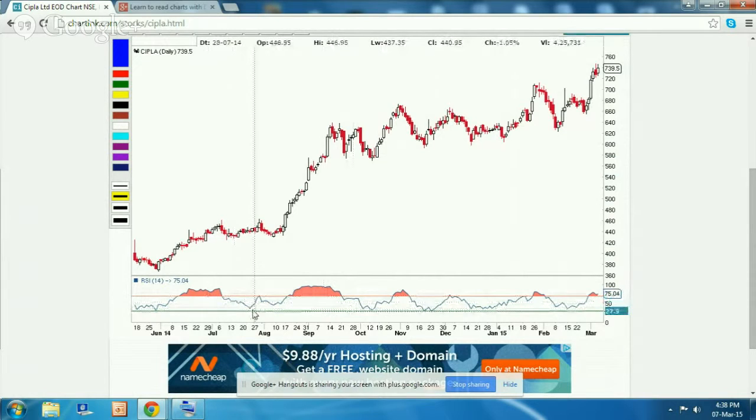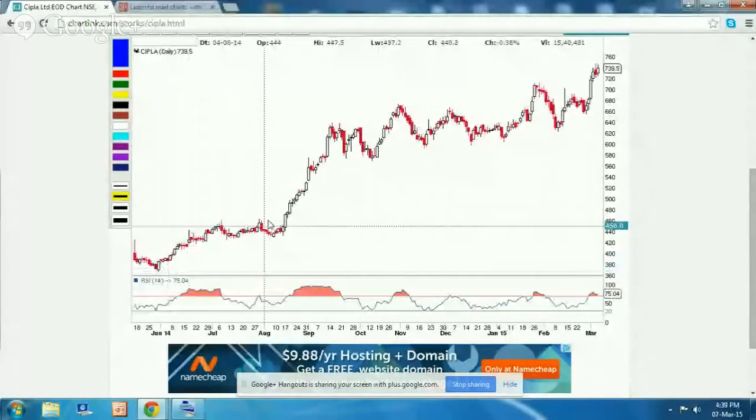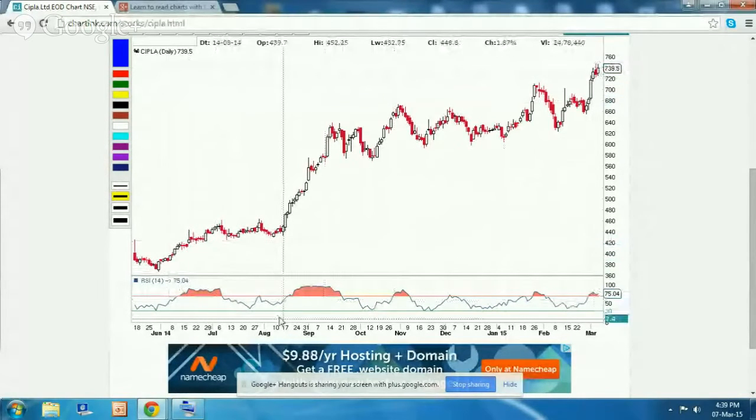If you observe, since this is an uptrend right from the start till now, RSI has never gone to the oversold zone. And RSI going into the oversold zone is bearish. And since we are here in a bullish phase, RSI has never gone down. This 30 level is the bearish, below 30 is the bearish zone, which is the oversold zone.